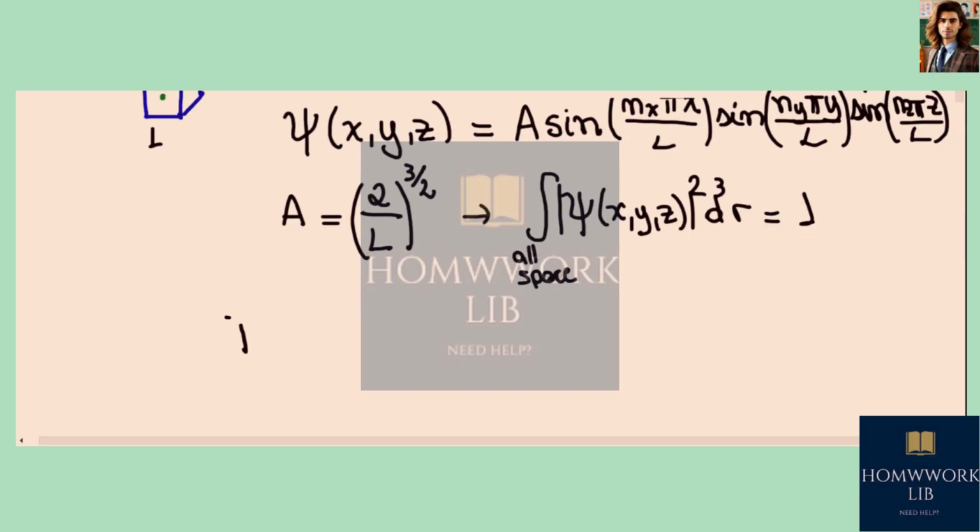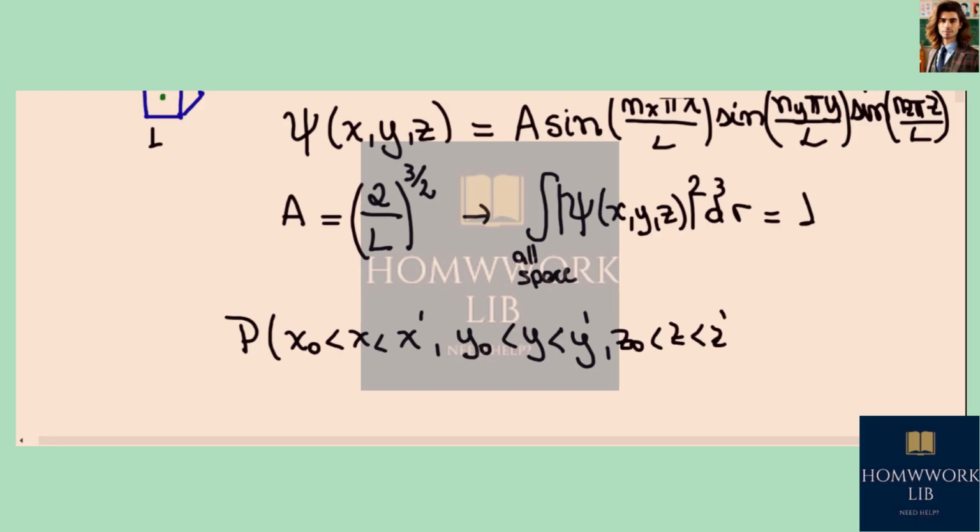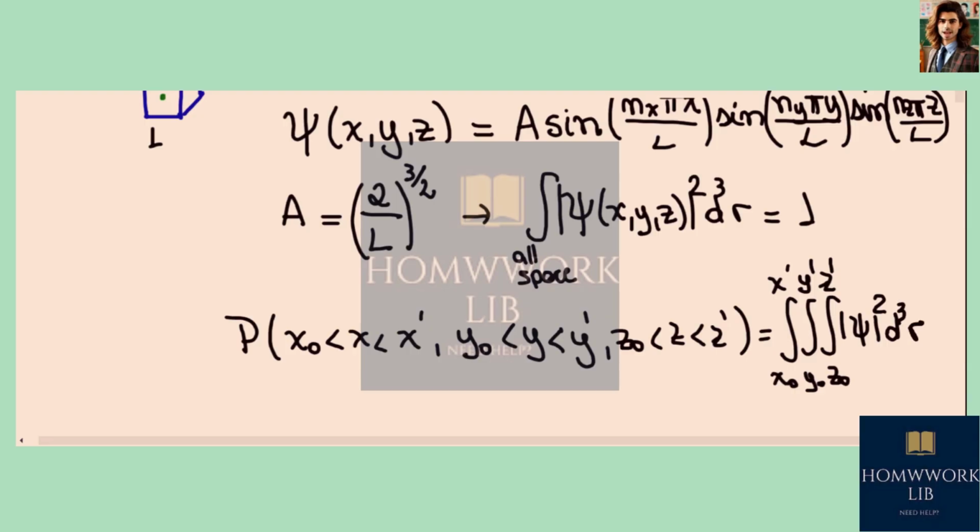Also remember that the probability of finding the particle in a certain range, let's say between x0 and x prime, y0 and y prime, z0 and z prime, is equal to the triple integral over x, y, and z of the absolute value of the wave function squared over this particular region of the space.